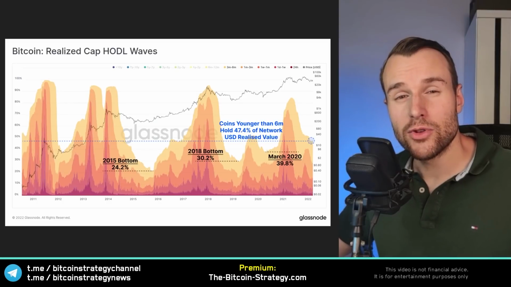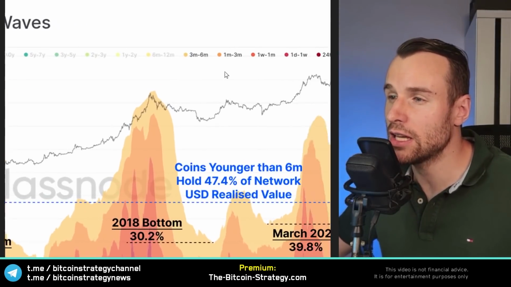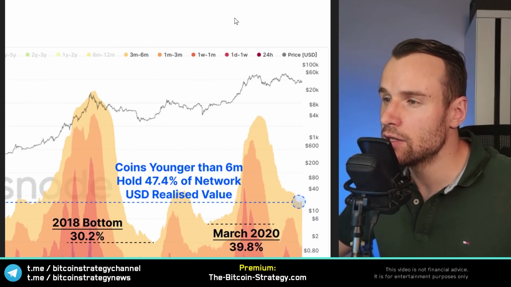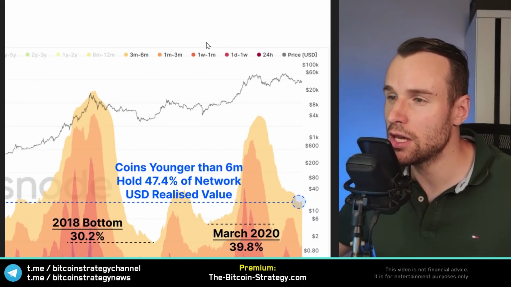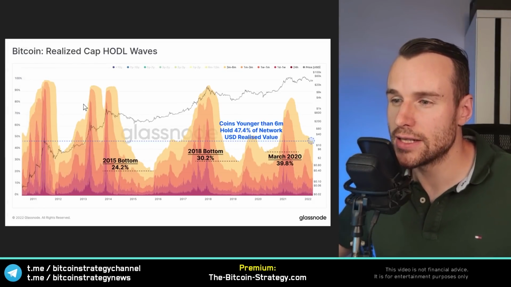Thank you. Now let's come to the next chart. This is the realized cap HODL wave. This looks at wallets that held Bitcoin between 6 months and 24 hours, so everything up to 6 months. And it looks like a ratio of realized profits, right?